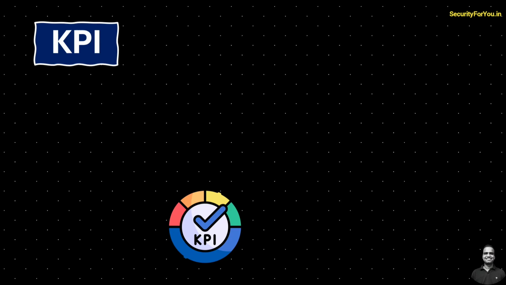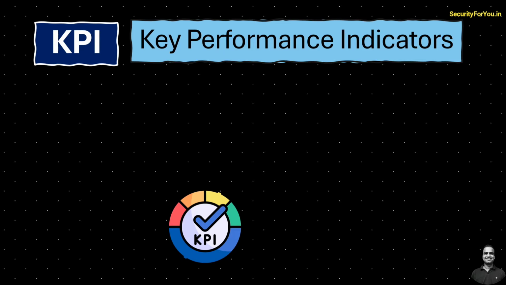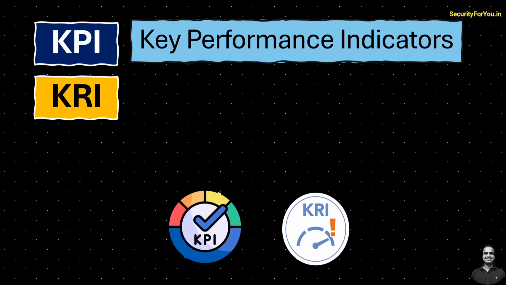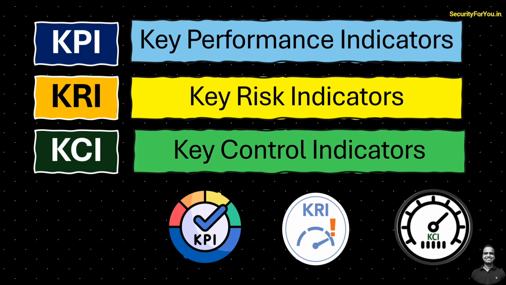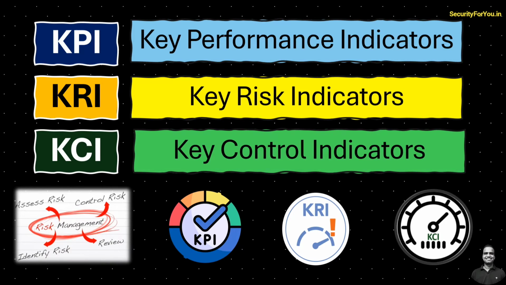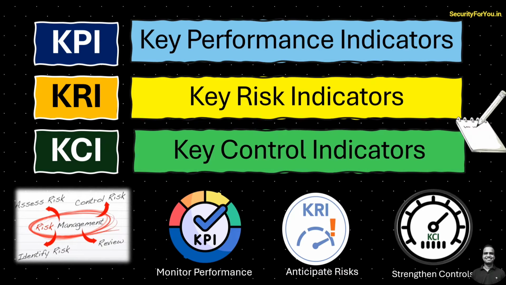So today we will discuss KPI, that is key performance indicators, KRI, key risk indicators, and KCI, key control indicators. All of these three are important elements in risk management, which help organizations to monitor performance, anticipate risks, and strengthen control measures to minimize potential impact. So without wasting any time, grab a notepad and let's begin.